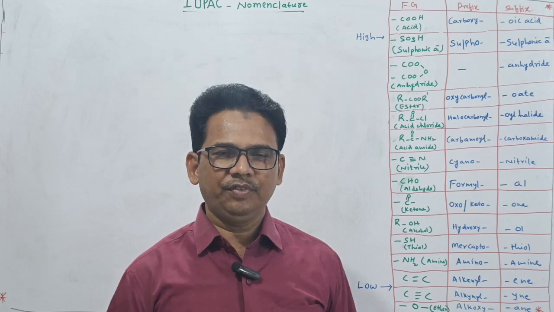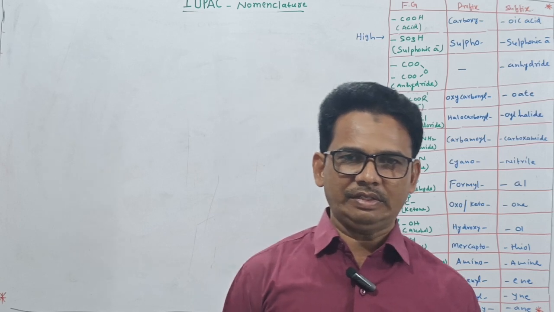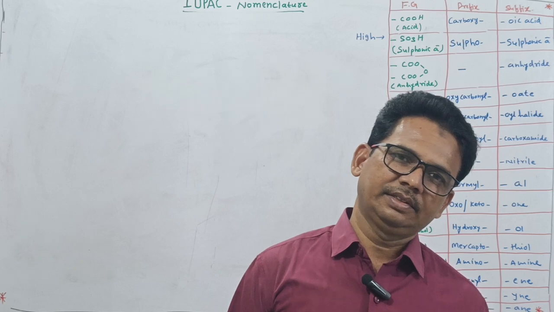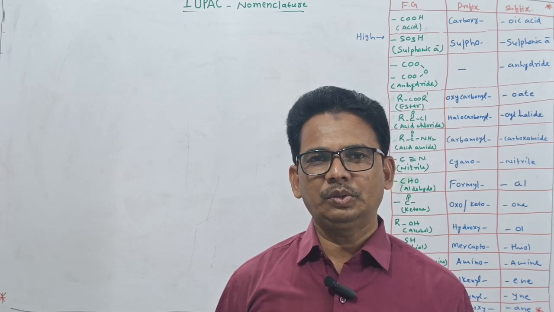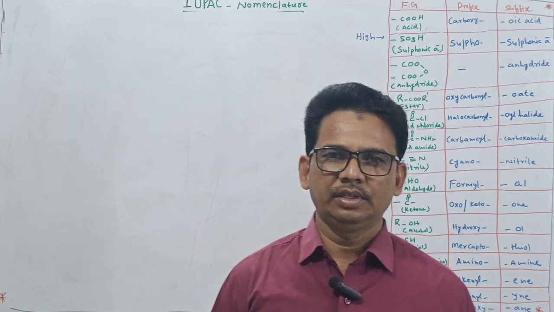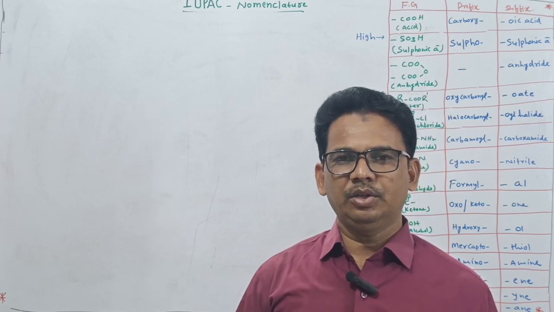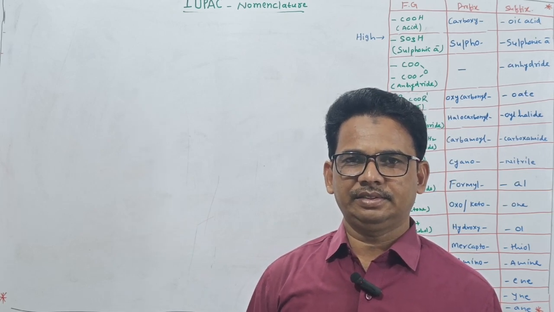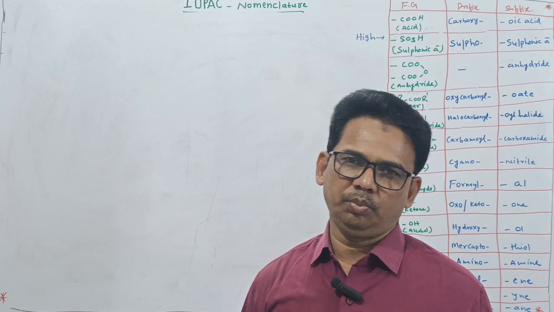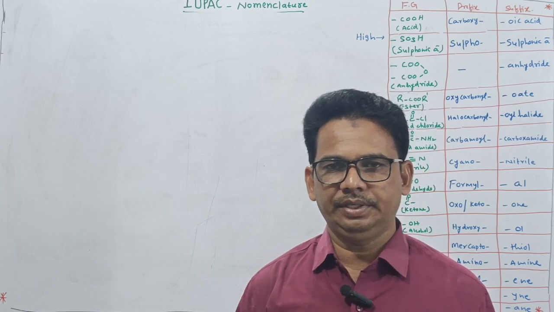Because in the before classes we learned what is the prefix, what is the suffix, what is the word root in the first video, UPSC part 1. In the second video we learned how to select the chain, how to give the numbering for the substituents, how to give the prefix for the substituents. All those things we learned in the last class. Now we will go one by one based on the functional group, based on the type of compound we are going to discuss today.